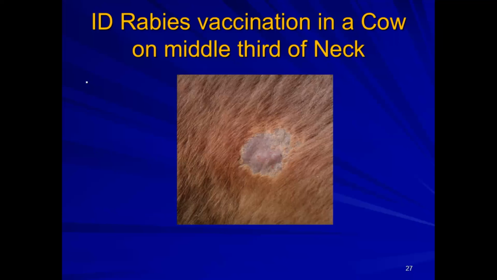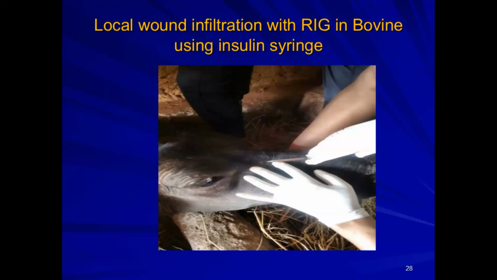So this is the intradermal vaccination in a cow, in the middle third of the neck. This is in buffaloes. We are doing RIG infiltration with an insulin syringe, that is saving the lives of these buffaloes bitten by rabid dogs.